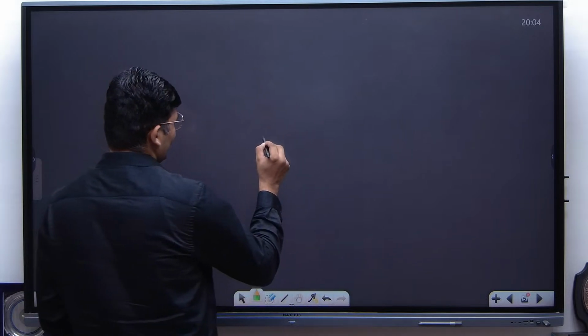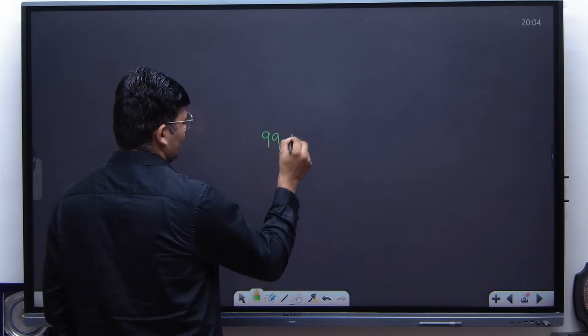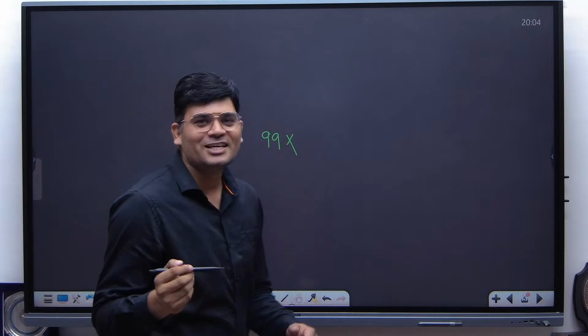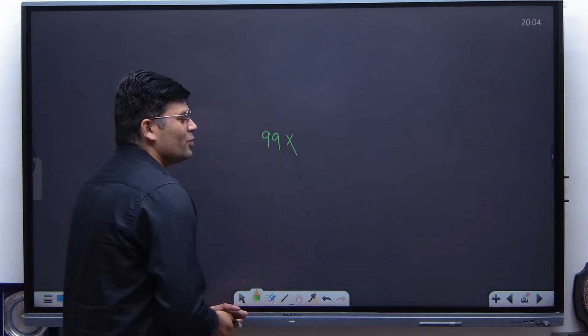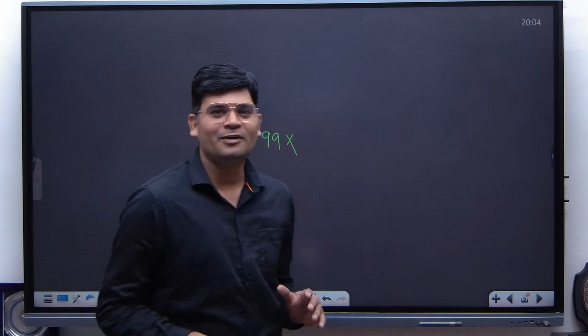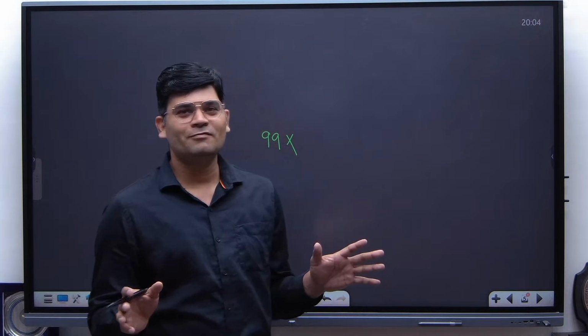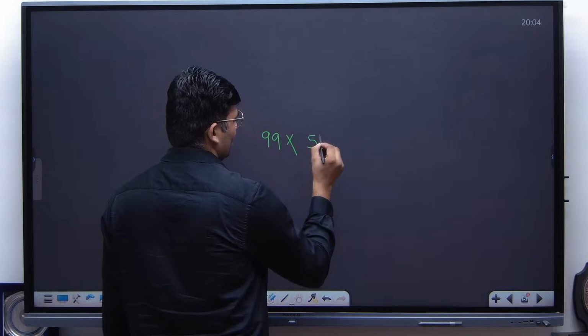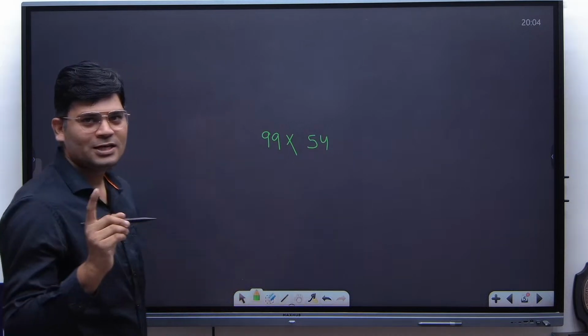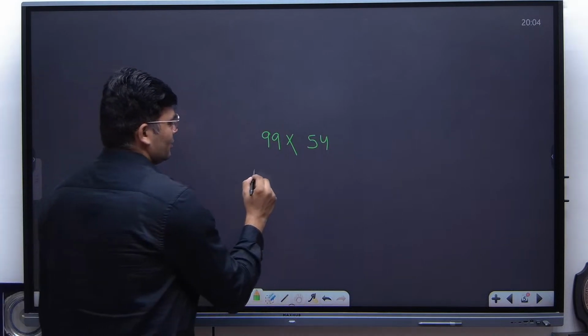Okay, now say this. Suppose somebody asks you, and you can play this game with your classmate as well. You can ask her, you multiply 99 by any number and I will give you the answer in 5 seconds. Now, suppose 99 into 54. First I am going to tell you how the answer is to be written.